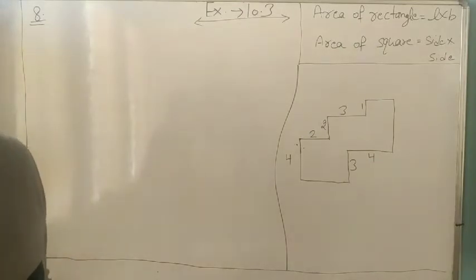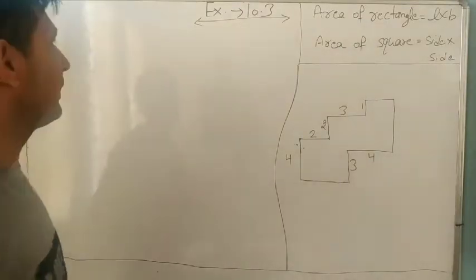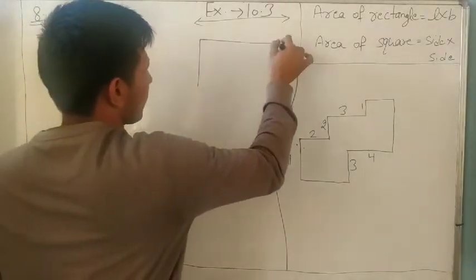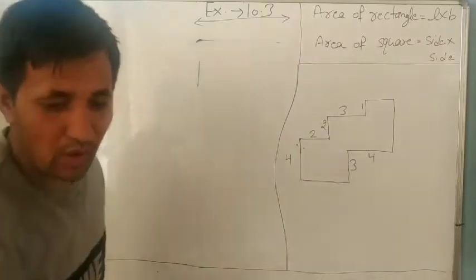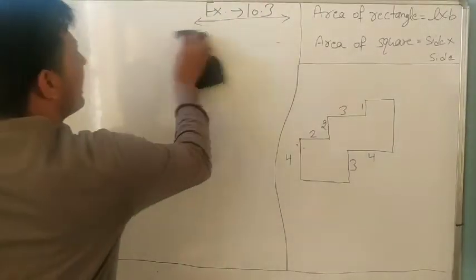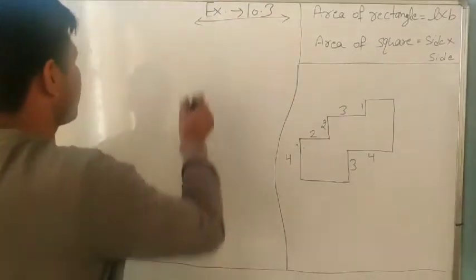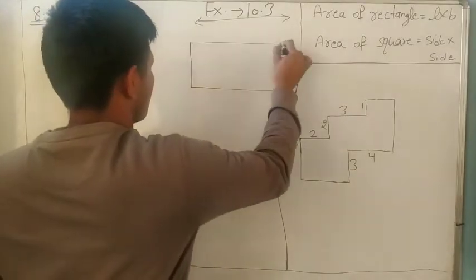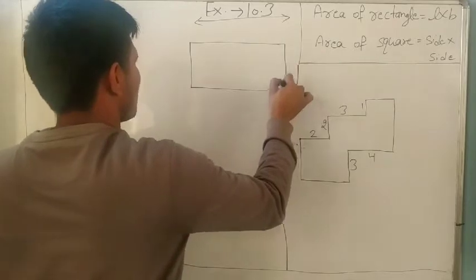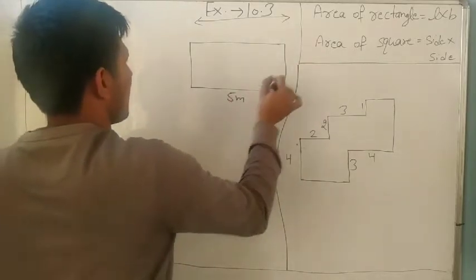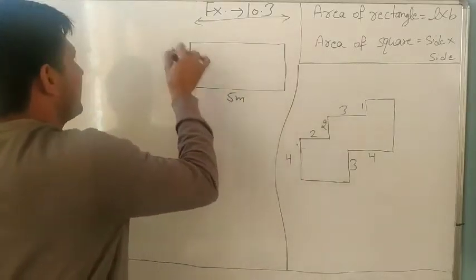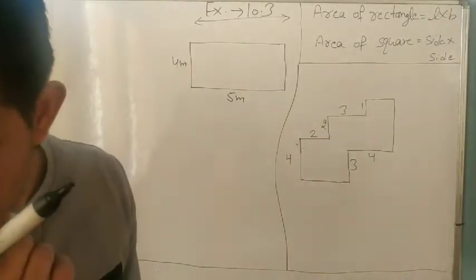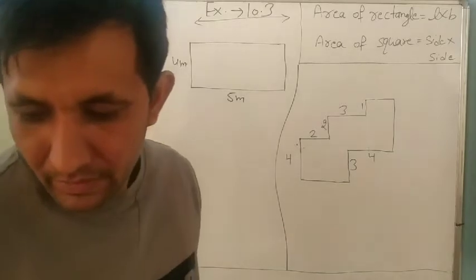A floor is 5 meter long and 4 meter wide. So a floor is given, a floor which is 5 meter long and 4 meter wide. It means it is a rectangular floor, 5 meter long and 4 meter wide.